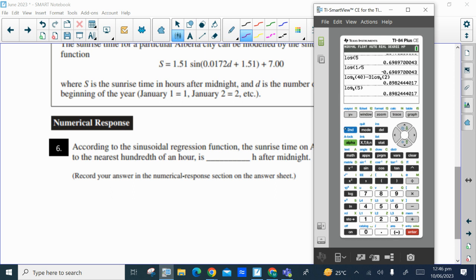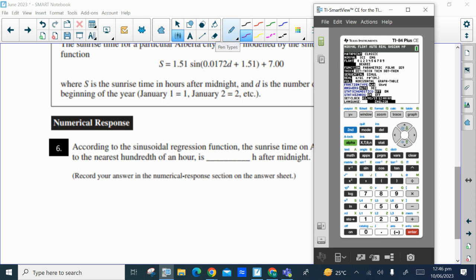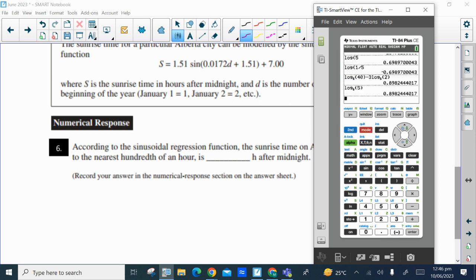And you can do this in your calculator. You just have to make sure that you are in radian mode. Whenever you're using these sinusoidal equations, you're almost always in radians unless you're specifically told that the variable is in degrees. If you're not told that, which obviously in this case here, the variable D is day number, you're in radians. And you can just put that equation in the calculator.